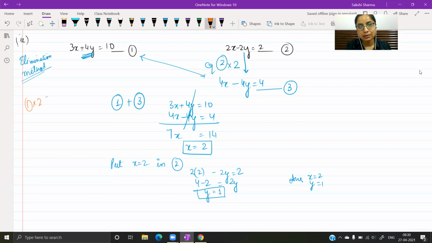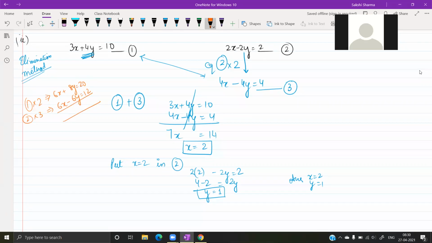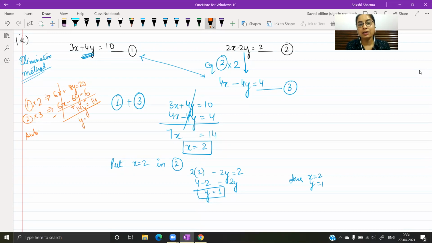Equation 1 multiplied by 2 gives you 6x plus 8y equals to 20. Equation number 2 multiplied with 3 gives you this. Addition or subtraction? Subtraction. So let's subtract. Your terms will change the signs. And you're left with, ma'am, it's 14x. 6, not 12. Sorry. Okay. This is 6. You get 14y equals to 14, and y comes out to be 1.